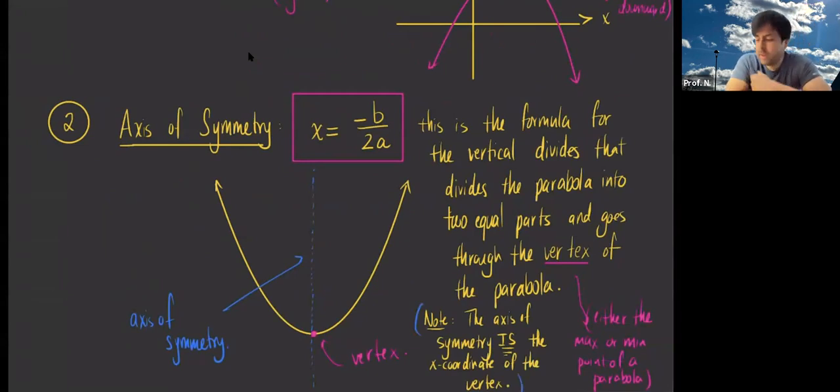So we'll find out more about this. When we want to find the coordinates of the vertex, we have to include this idea of the axis of symmetry. Once we find the axis of symmetry and we know what the x value is, to find the y coordinate, we have to plug in the x coordinate for the axis of symmetry into our function. So that's the connection there.